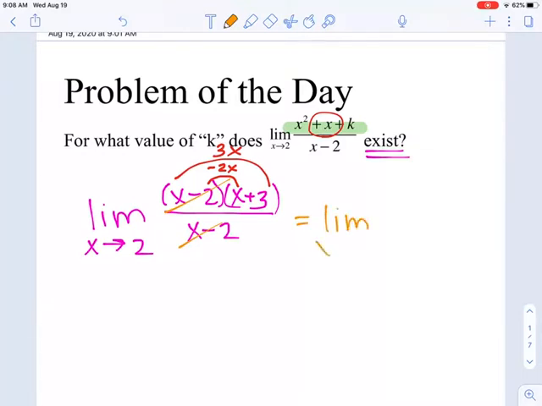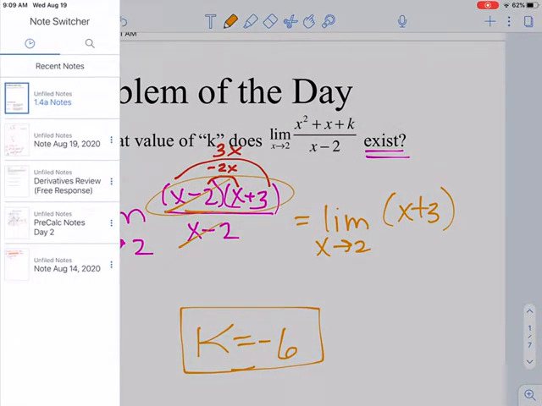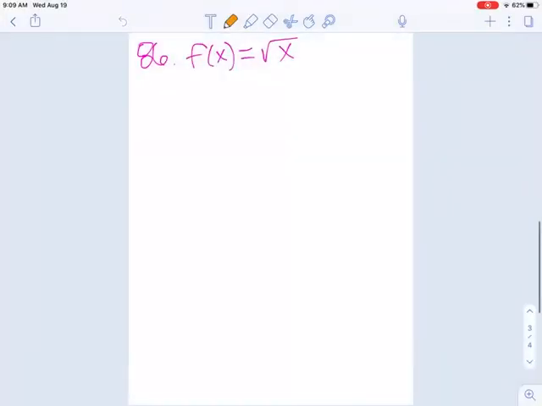Okay, now we can cancel out those x minus 2's and actually evaluate the limit. So if I FOIL that out, what is k going to be? K needs to be negative 6. Okay, so just a little thinking outside the box there.